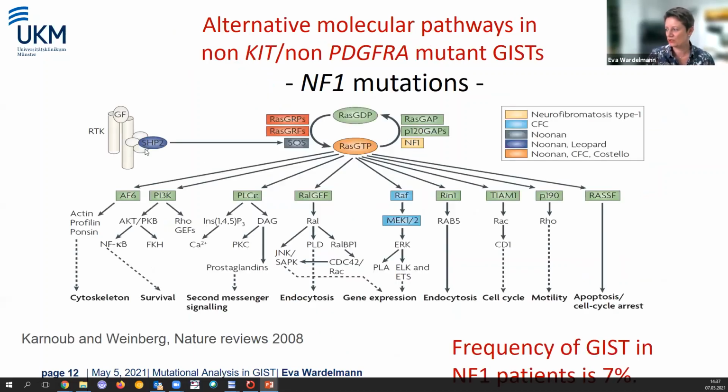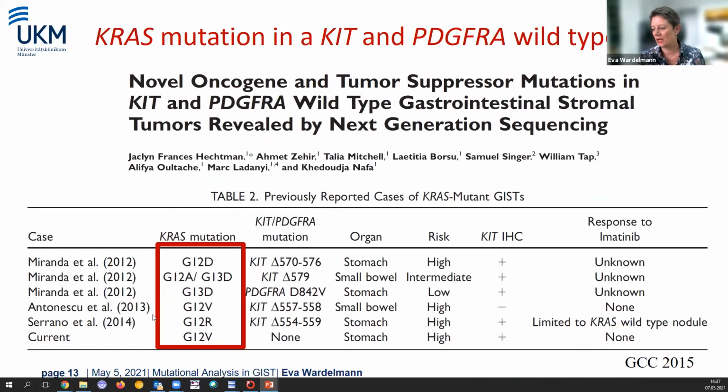One important issue is neurofibromatosis type 1, which is found in a not so frequent number of patients as a prerequisite to get a GIST during lifetime. And the frequency of this occurrence of GIST is about 7%, depending a little bit on where you look. So this looks very complicated, but just remember, alternatively, compared to KIT and PDGF receptor alpha, NF1 mutations can lead to GIST.